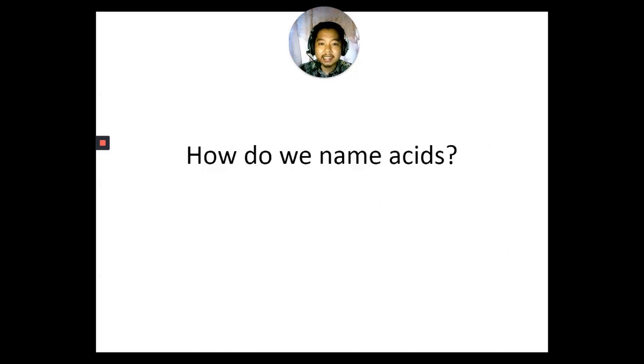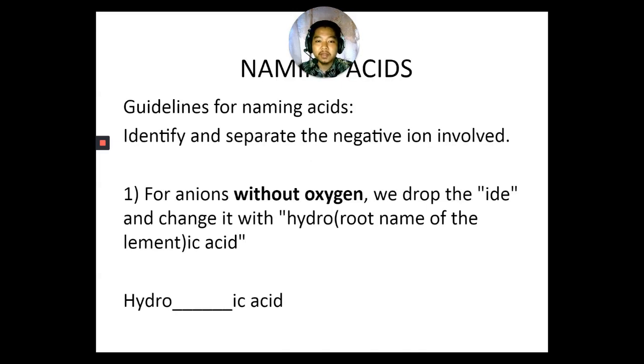Sige, how do we name acids? What's the difference between naming acids and naming ionic and covalent compounds? Well, we have three very simple rules in naming acids. First, we identify and separate the negative ion involved, and we check if our anion has an oxygen in it or does not have an oxygen in it.